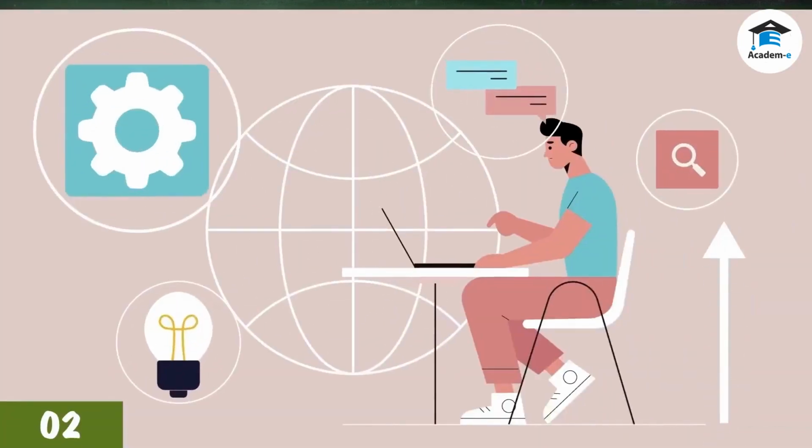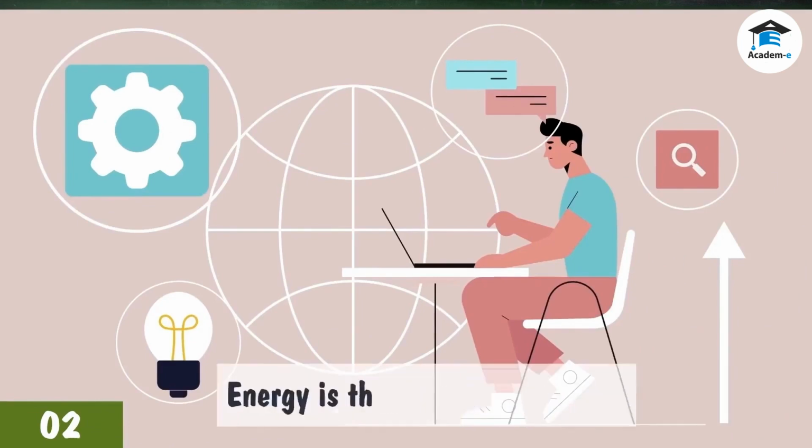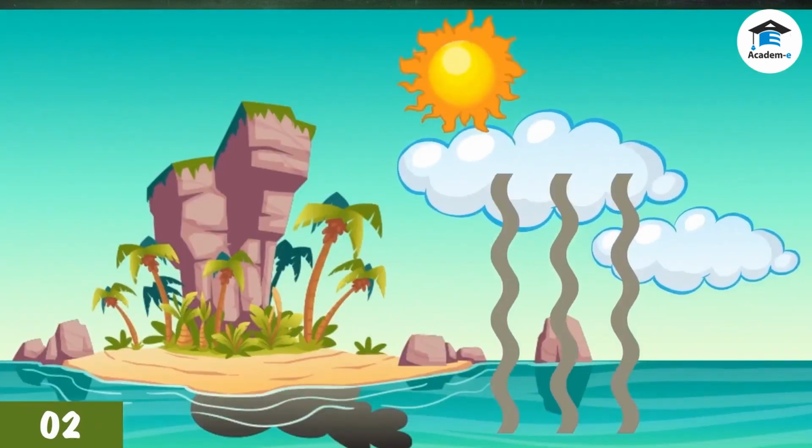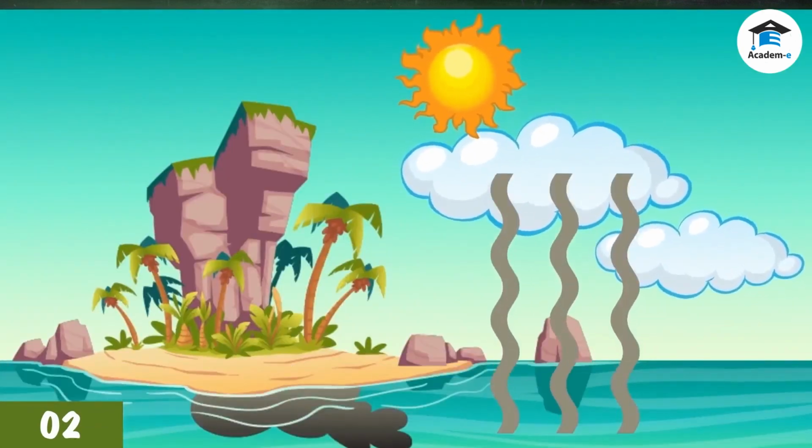Anything that is able to do work is said to possess energy. Thus energy is the ability to do work. Non-living things also need energy. Cloud formation also needs energy, for it involves air rising due to heat energy.